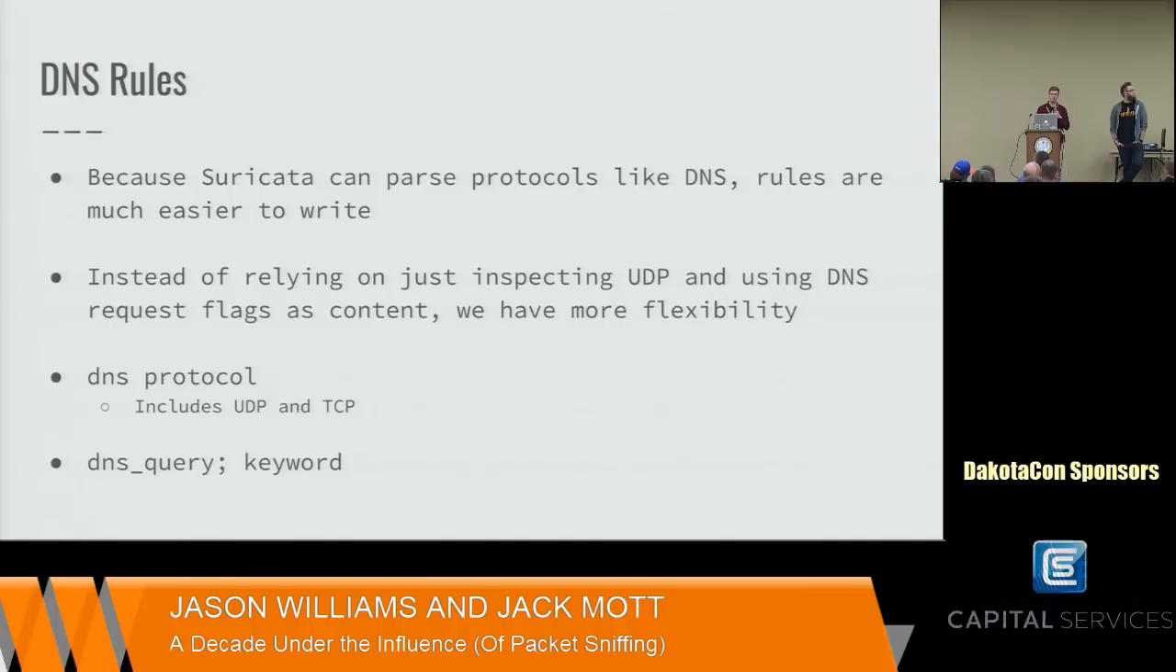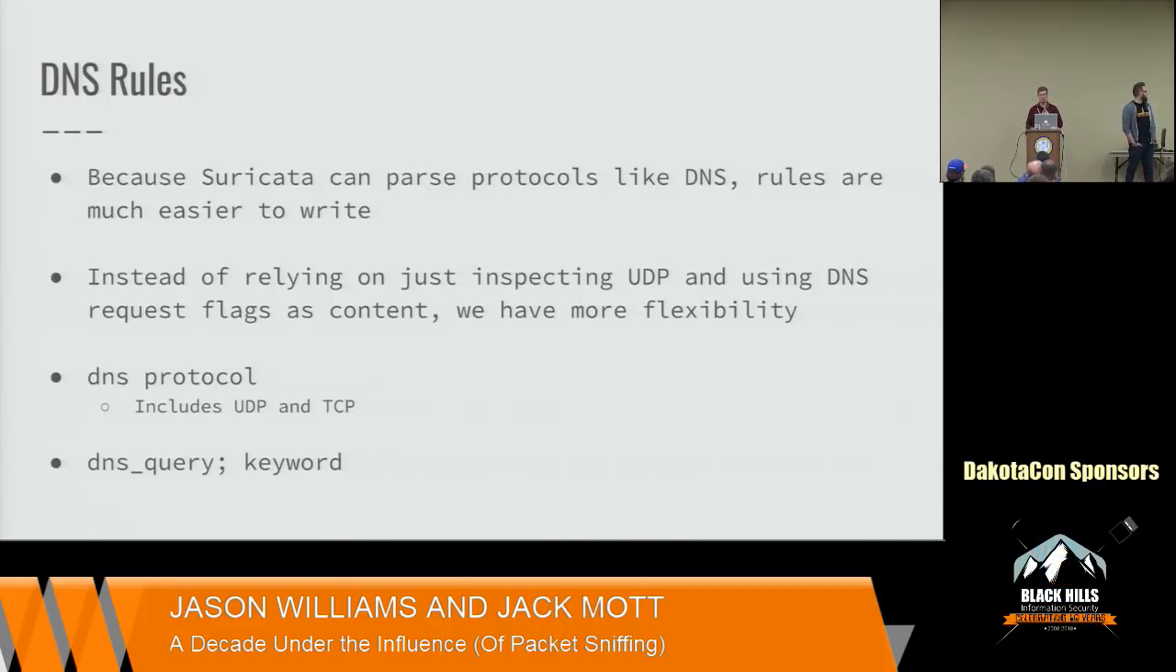So instead of just relying on the UDP protocol, we have a DNS protocol keyword that we can use. This does both UDP and TCP-based DNS queries. And again, it's port agnostic, so we don't have to say only look for traffic going to port 53. We can say look for traffic on any port. And that's really powerful because it allows for flexibility and efficiency.